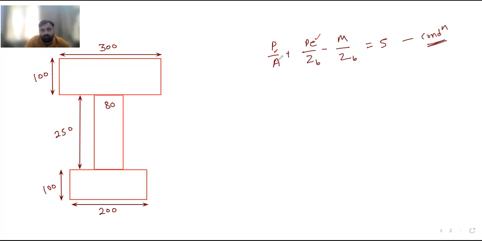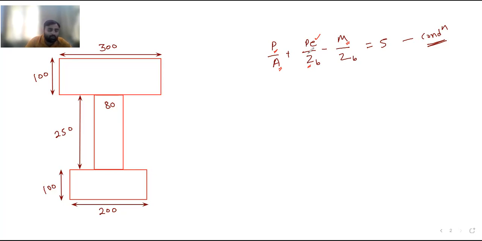So we must know the value of P, area, Z bottom, and moment. These values we need to calculate. This is not a rectangular shape where you can directly calculate Z equal to b d square by 6. Here you have to calculate the moment of inertia Ixx, and after that calculate Z at top and Z at bottom.